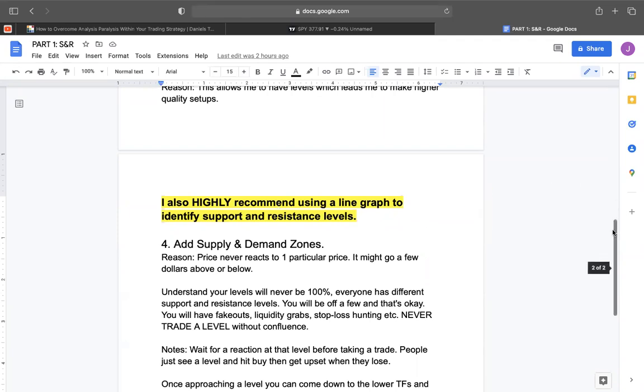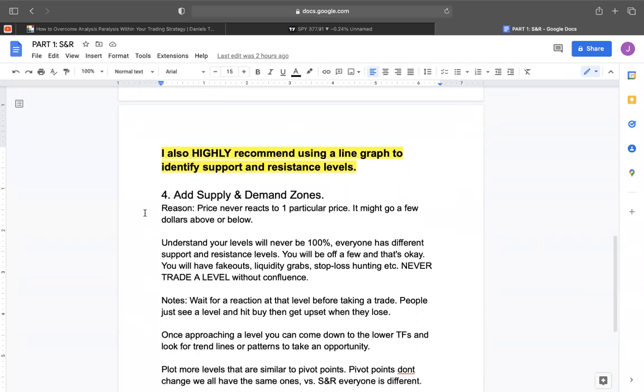Next is add supply and demand zones. Obviously we're not going over supply and demand today. That's for the next class next week, but that's obviously what we want to do. The reason why we want to add supply and demand zones is because price never reacts to one particular price, right? It might go above a few dollars or below.